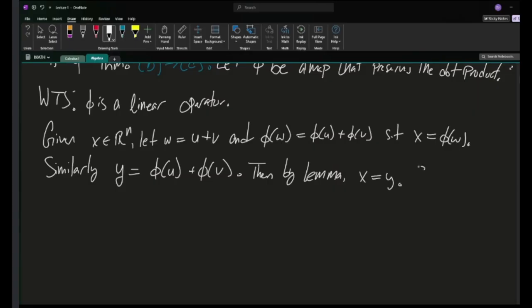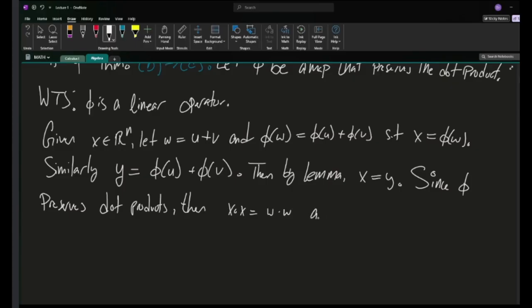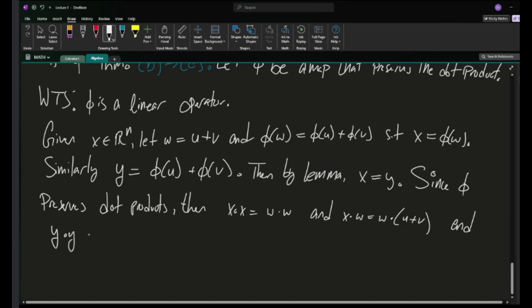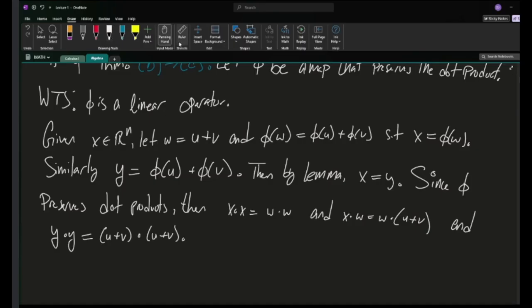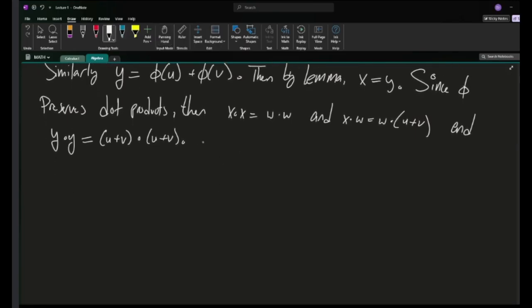Since phi preserves dot products, then x dot x is equal to w dot w, and x dot y is equal to w dot u plus v, and y dot y is equal to u plus v dotted with u plus v. Hence, phi is orthogonal by our lemma.